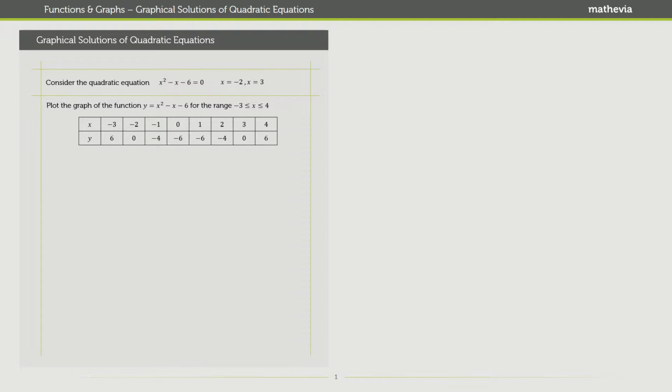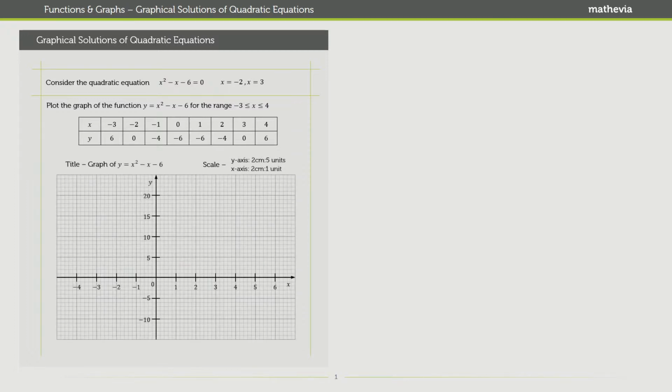Now we have our x and y values, we can go ahead and plot our graph of y equals x squared minus x minus 6. Our scale on the x-axis is 2 centimeters to 1 unit, and our scale on the y-axis is 2 centimeters to 5 units. Let's plot our graph. At minus 3, y is 6, so just over 5.